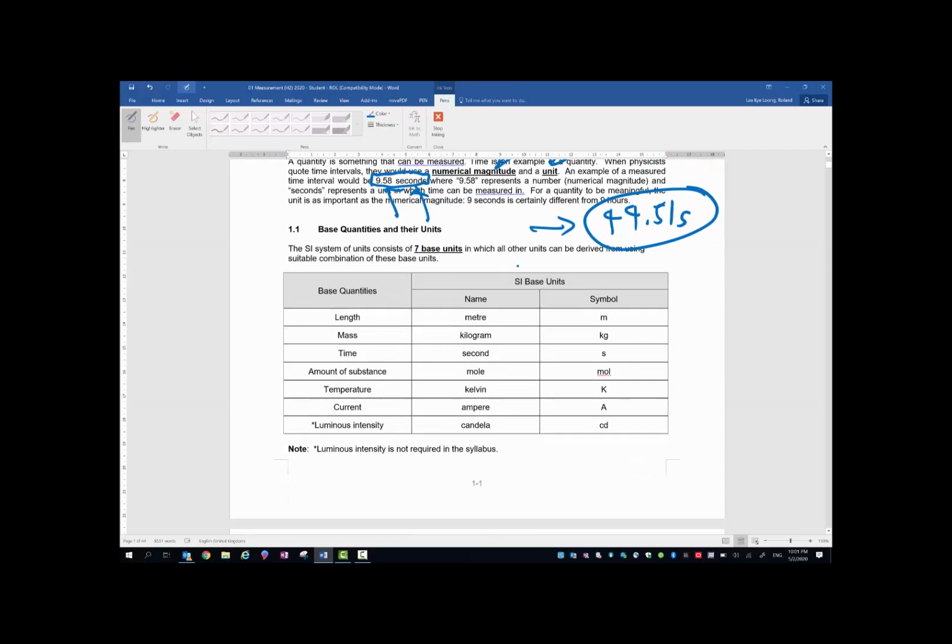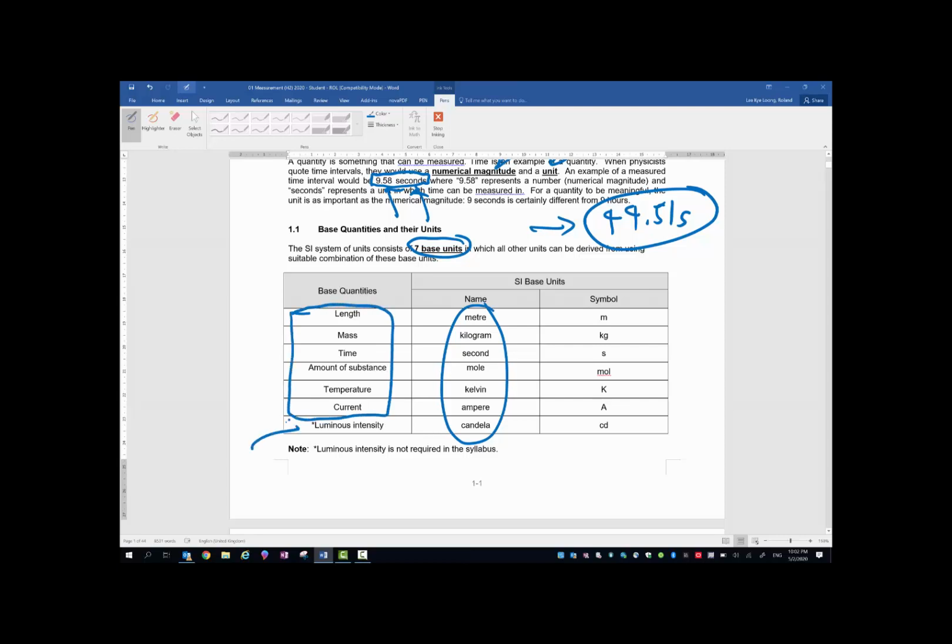So as earlier mentioned, this base quantity, there are seven base units. Okay, these are the 7, but as listed in the syllabus, because you are often asking, is this in the syllabus? Is that in the syllabus? So if you look at the syllabus, it says that only these 6 are in the syllabus.